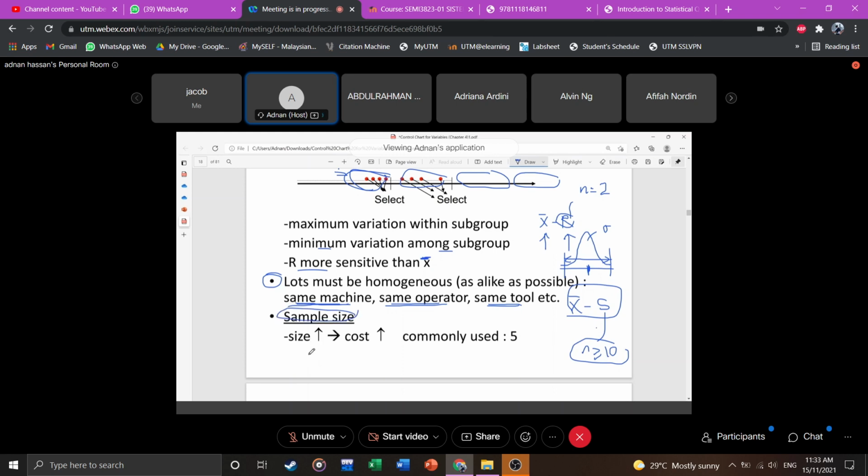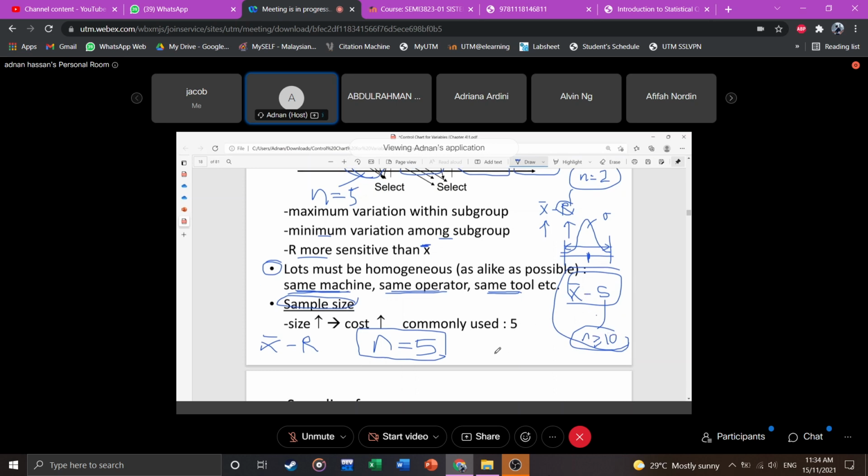Okay, sample size bigger, of course, is better, but it's more costly. And normally we use N equal to 5. So every sample we take here, N equal to 5. Even though I say that we can use N equal to 2, especially when the sampling is expensive. But in practice, normally people use N equal to 5 for X bar and R chart. If you use X bar and S, people will use 10 at least, at least 10 for N value.